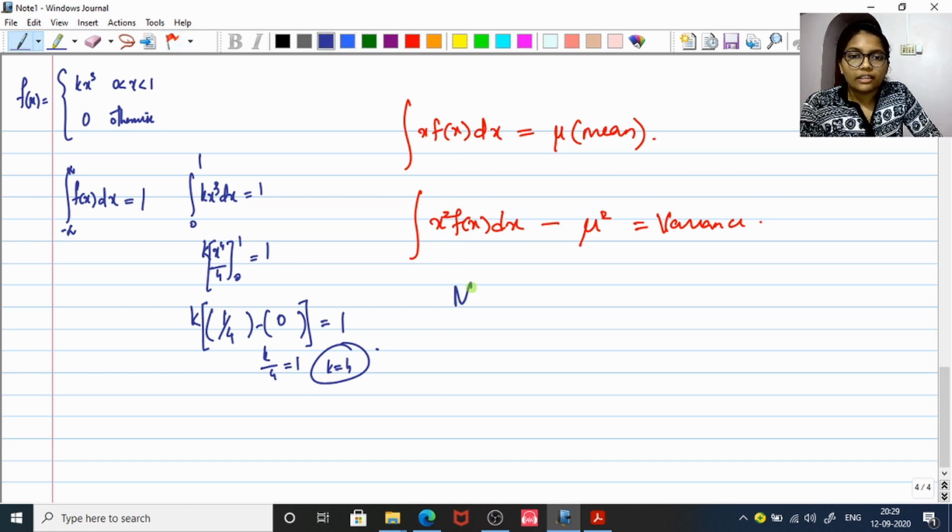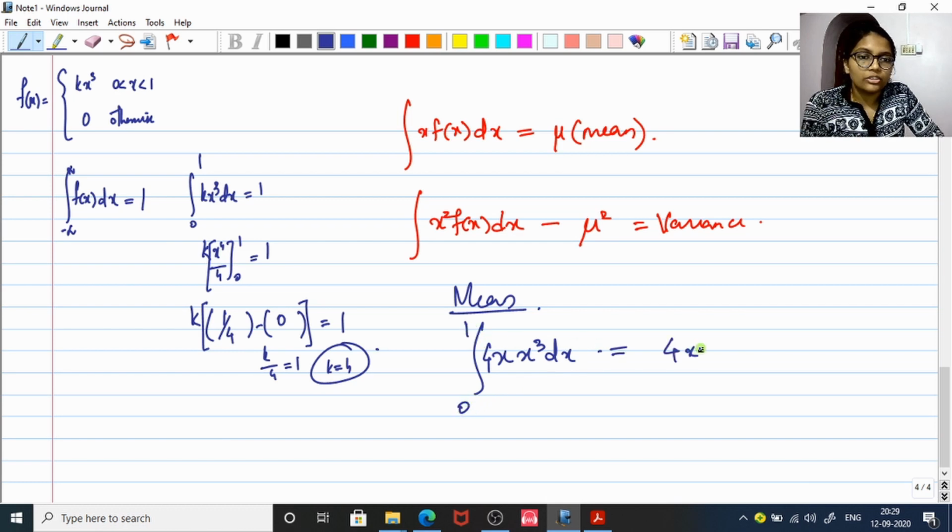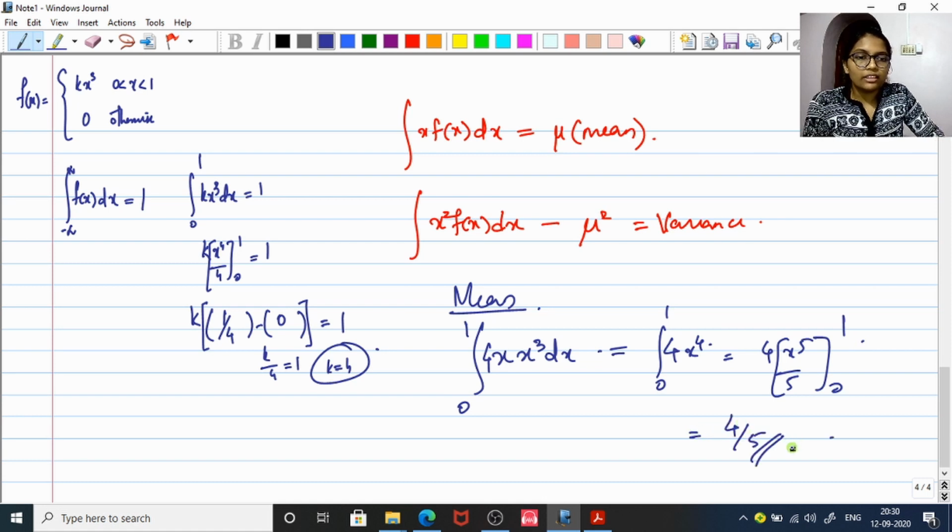So, calculating the mean first, integral x into f of x. What is f of x? It is k x cube, and the k value is known to be 4. So x into 4x cube dx in the limit 0 to 1. Again 4x raised to 4, integral 0 to 1, it is 4x raised to 5 by 5 in the limits 0 to 1. Just simplify. So 4 by 5 is your mean.